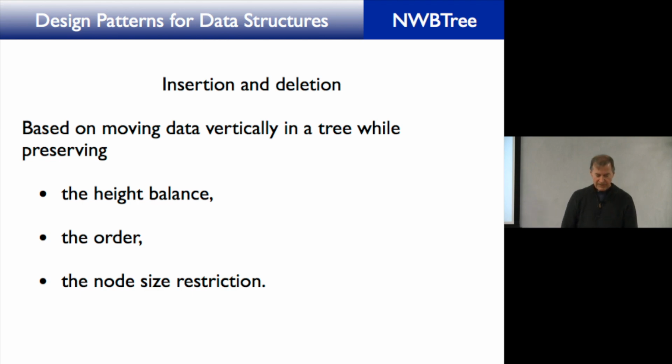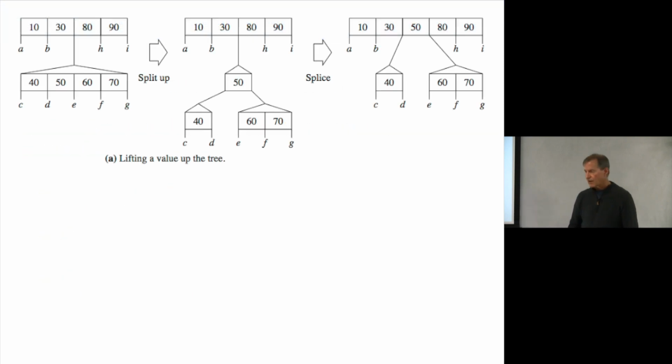All right, now here is a figure that shows how to lift a value up a tree. You notice in the upper left-hand corner of this figure we have the node 10, 30, 80, 90, and between 30 and 80 we have the node 40, 50, 60, and 70. So you see that that's ordered.